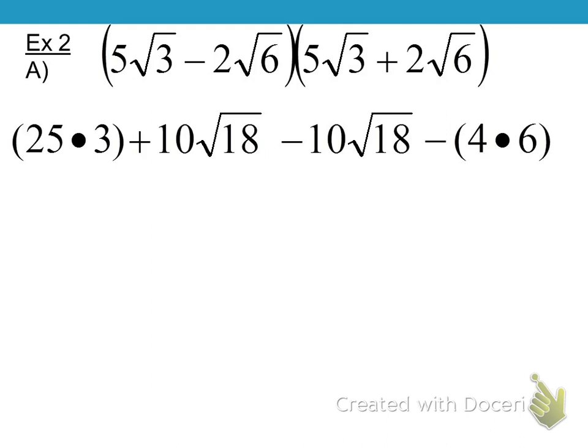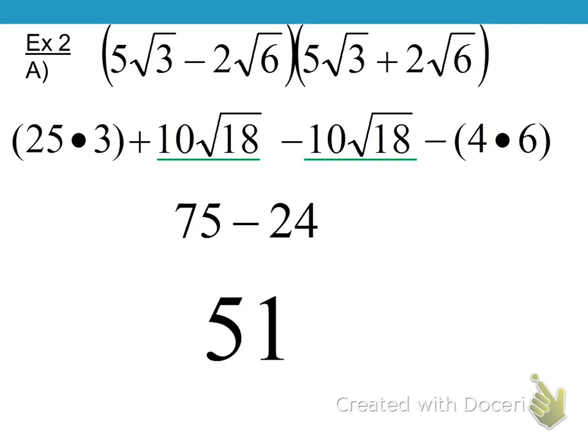All right, so those middle guys are going to go away, right? They're the same exact thing. One's a plus, one's a minus. Up front, I can do the multiplication. I get 75. In the back, I can do the multiplication. I get 24. So 51. And then you get 51 as your final answer. Very good.